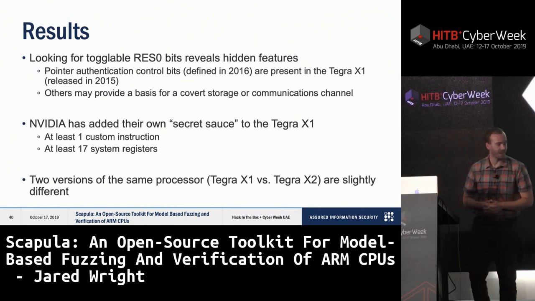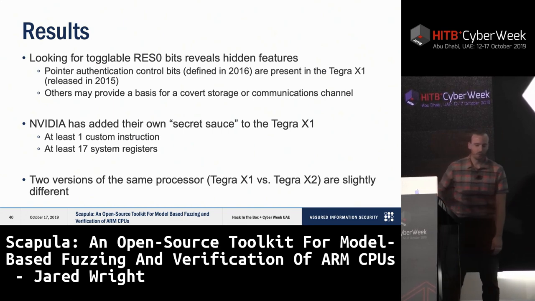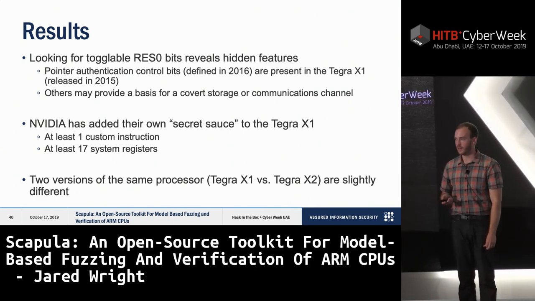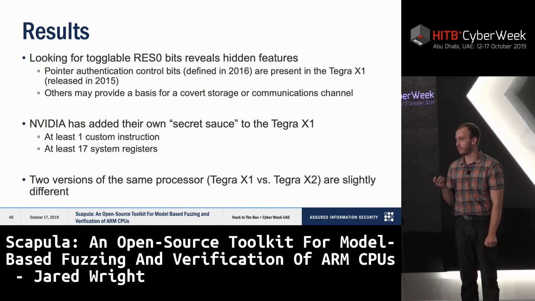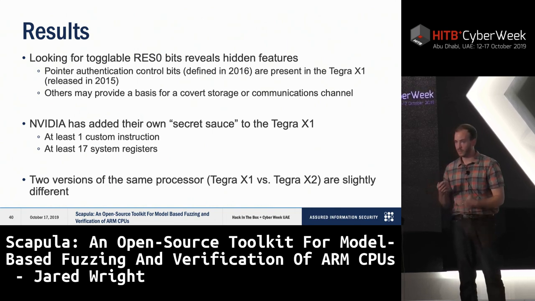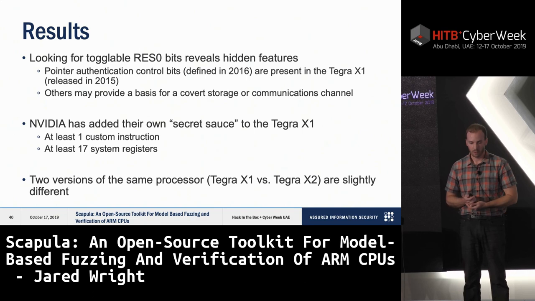Again, to summarize some of these results. Looking for toggleable reserved zero bits turns out to be useful to help discover the potential for hidden features within the architecture. So we gave the example of pointer authentication. The feature may be leaking into designs of ARM CPUs before the feature is even announced. So that's kind of useful.